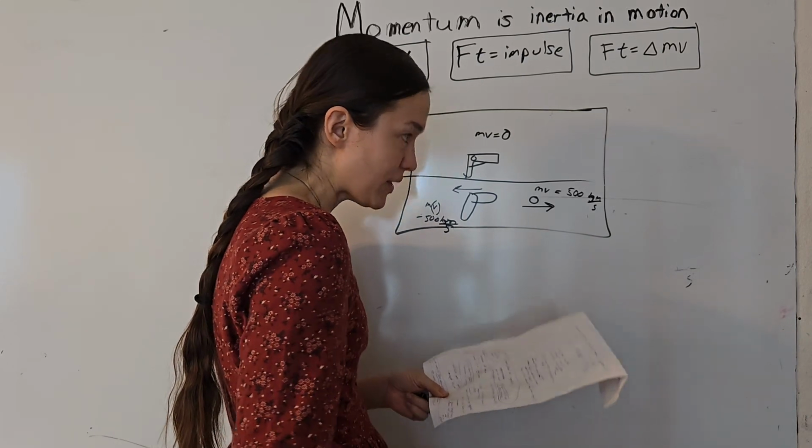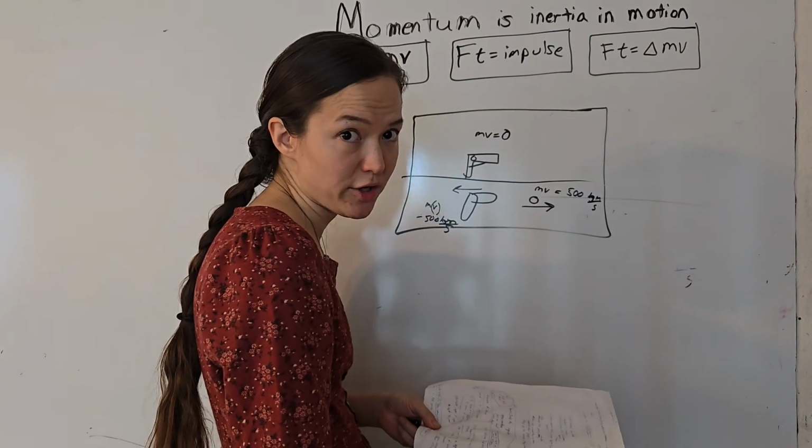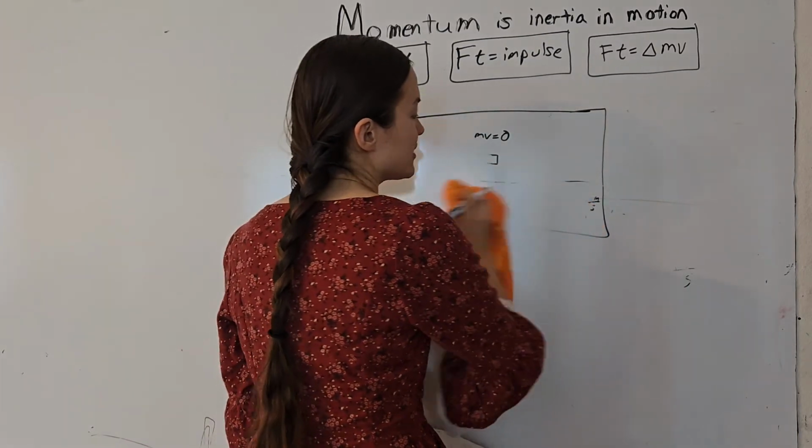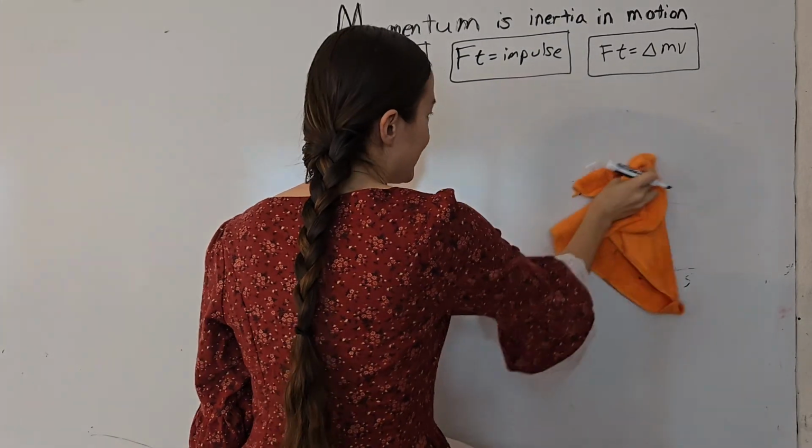So, elastic collision. Elastic collisions are when the things aren't stuck to each other at the end of the collision. So think of two billiard balls. They hit each other and go flying off. That's an elastic collision.